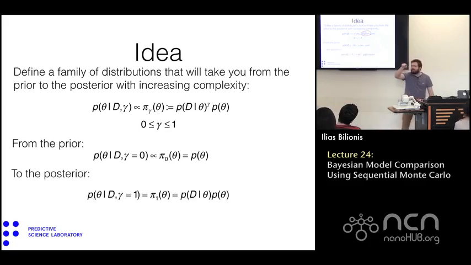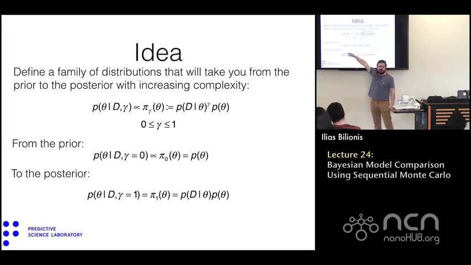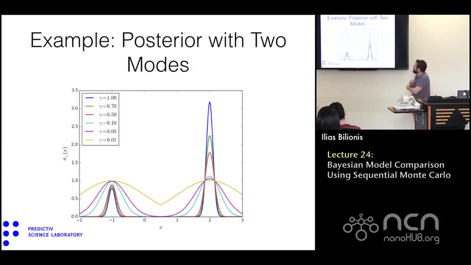And if you pick gamma equals 1, you get to the posterior, which is the most complex distribution you want to sample from. So now what we have managed to do is connect the prior, which is simple, to the posterior, which is complex, through a continuous family of distributions parameterized by gamma. For gamma equals 0, we have something very simple. For gamma equals 1, we have something very complicated. For intermediate gammas, we will have something that is a little bit complicated. Okay, and this is how it looks in the previous example.